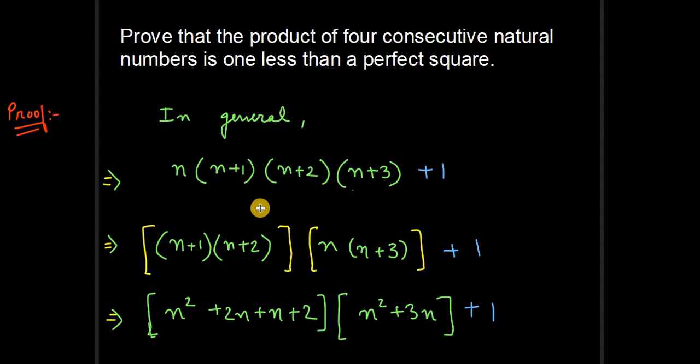Now how to prove? What we'll have to do is multiply n plus 1 and n plus 2 and n plus 3 separately, like we have multiplied over here. यहाँ पर हम लोग इसे मल्टीप्लाई किए थे, n plus 1 n plus 2 करने से n square plus 2n plus n plus 2, n into n plus 3 करने से हो जाएगा n square plus 3n, और वहाँ plus 1 तो रहेगा ही.